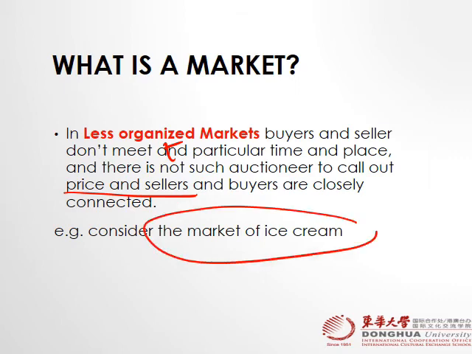Consider the market for ice cream. Do we go to a place where ice cream is sold, and there is another person who tells us the price and auctions it? No way. It means that is a less organized market, in which buyers and sellers are closely connected, right? You ask the price, if the price is right for you, buy it, and you can go further. And there is no specific time and place. You can just buy ice cream anywhere, right?